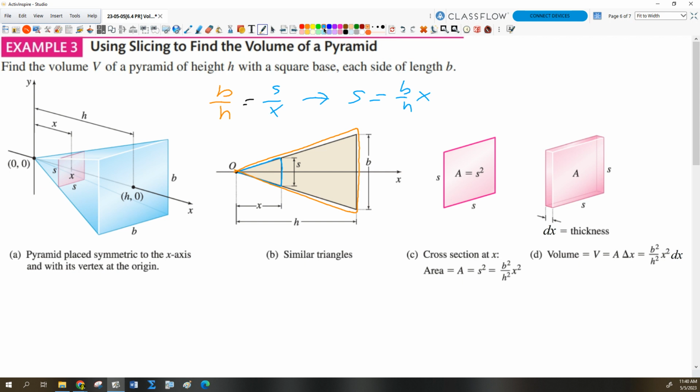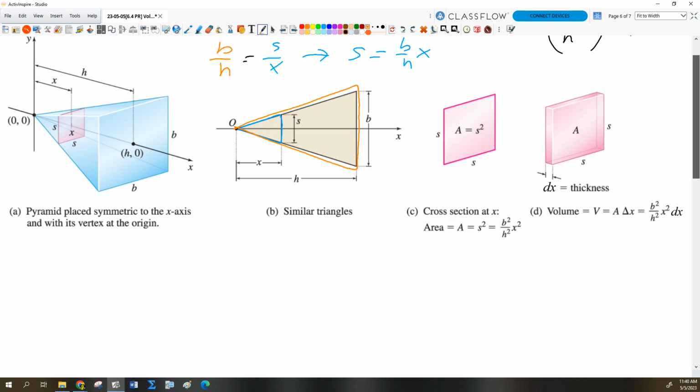Okay, make sense? So when we set up our integral, what's our integral going to look like? Well, what's dV? What's a little piece of volume going to look like here? S squared, exactly. So s is b over h times x, squared, right? That's our cross-sectional area. What's the thickness of a slice? dx. Yeah, it's infinitesimally thin. Okay, and then we'll just add all those up, right? So we'll take an integral.